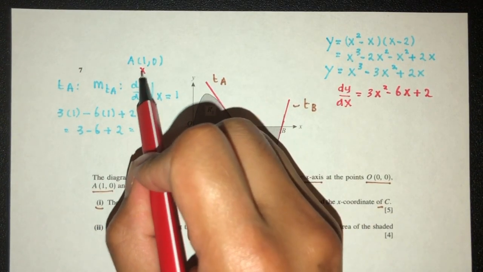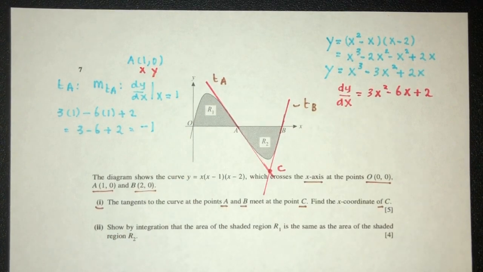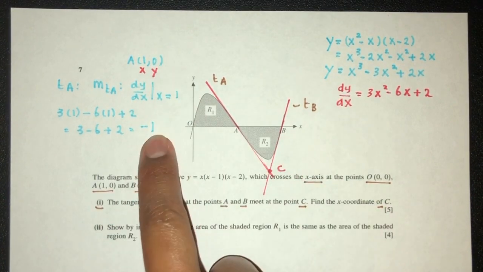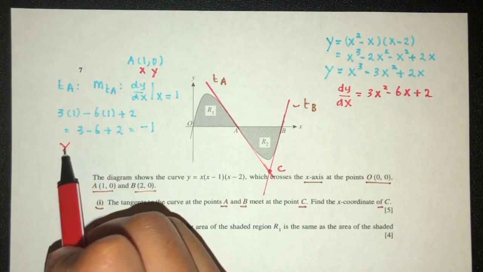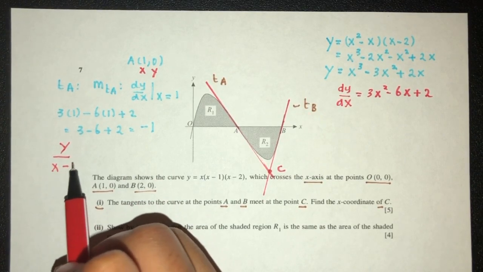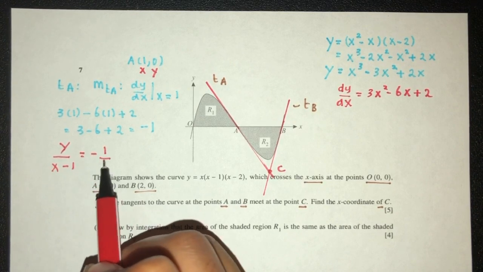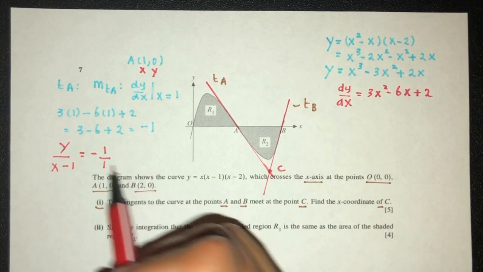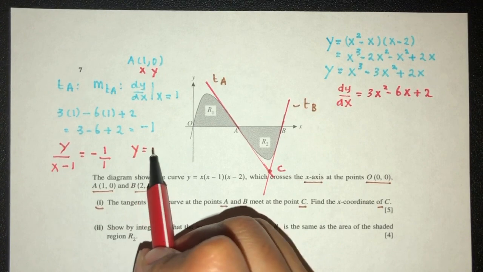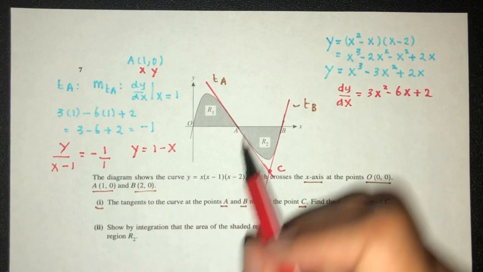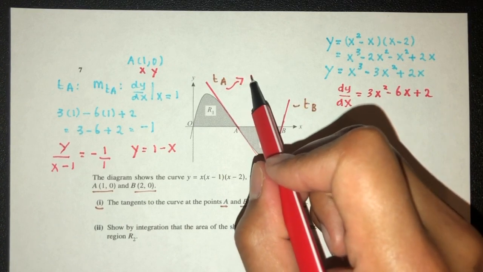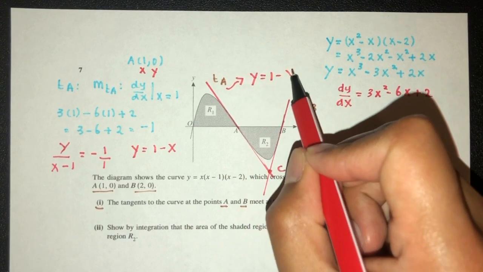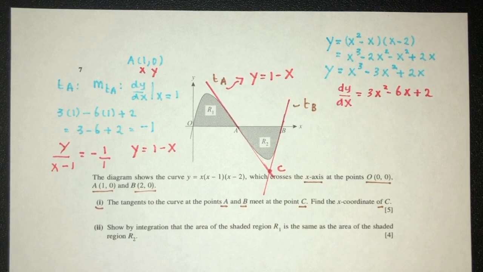This is my x value, my y value. So I have to use the passing point and the gradient to find the equation of the line. That'll be y minus 0 over x minus 1 equal to the gradient. We can cross multiply, you will have y is equal to 1 minus x. So my line for TA, the tangent at the point A, is y equal to 1 minus x.